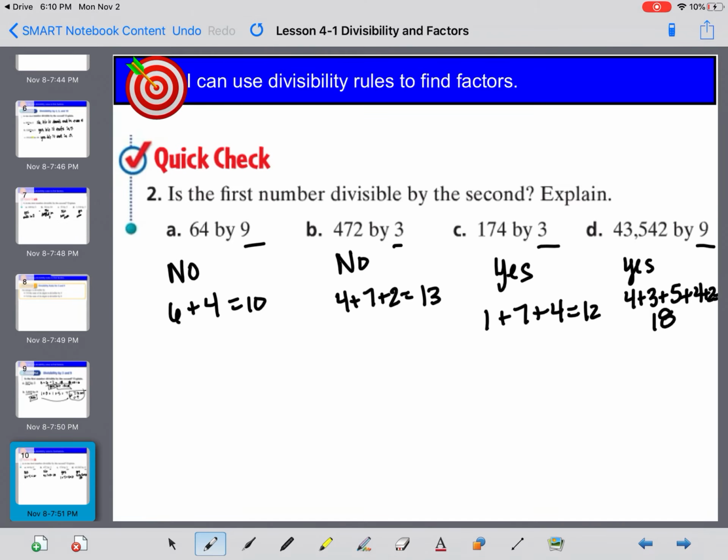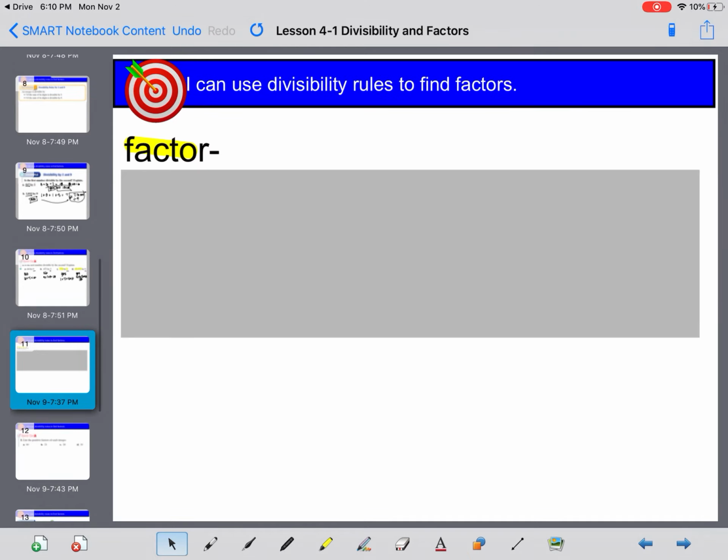Letter A is no, because 6 plus 4 is 10, and 10 is not divisible by 9. Letter B is no, because 4 plus 7 plus 2 is 13, and 13 is not divisible by 3. Letter C, 1 plus 7 plus 4 is 12, and 12 is divisible by 3, so 174 is also divisible by 3. Letter D, when I add these digits together, I get 18. 18 is divisible by 9, so 43,542 will also be divisible by 9. Pretty nice pattern that you can use, right?